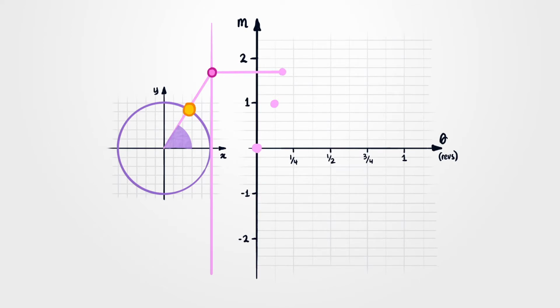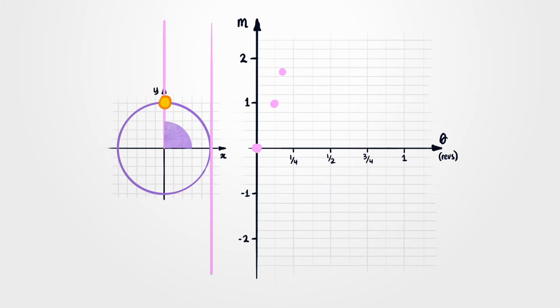Now this time, if we actually go ahead and set the angle to 1/4 of a revolution, we'll notice that something a little bit strange is going to happen. Now since the angle is completely vertical, it turns out that it's actually never going to hit this line, because these two lines are actually parallel to each other. Therefore, at 1/4 of a revolution, the tan of theta is actually undefined.